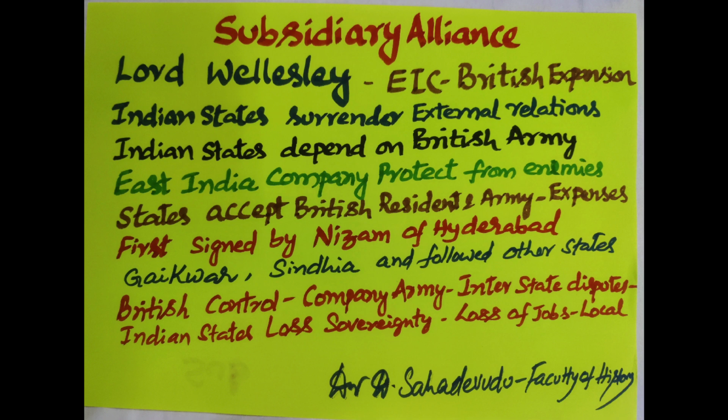States under a subsidiary alliance were prohibited from forming alliances or entering into treaties with other Indian powers without British consent. This ensured that the British retained control over the diplomatic affairs of the princely state.